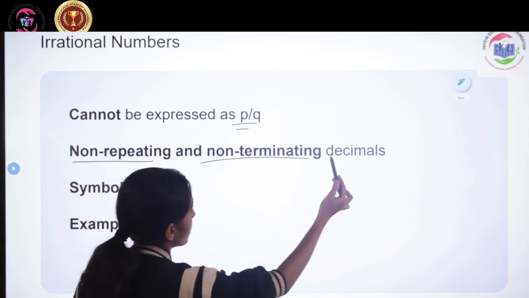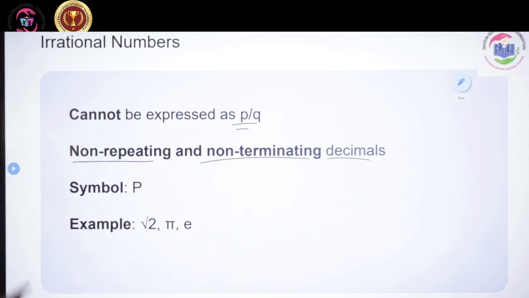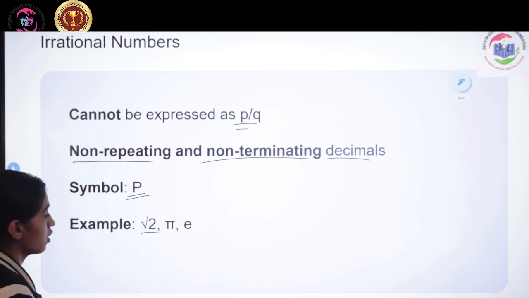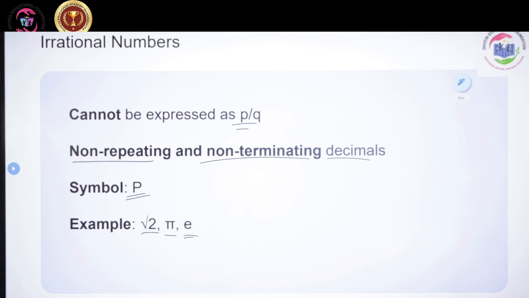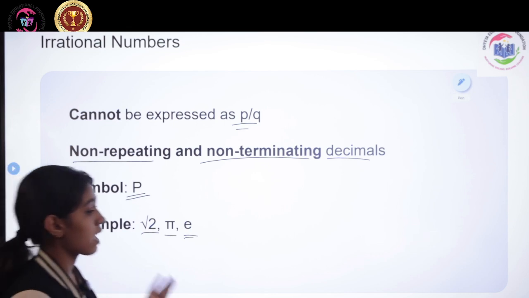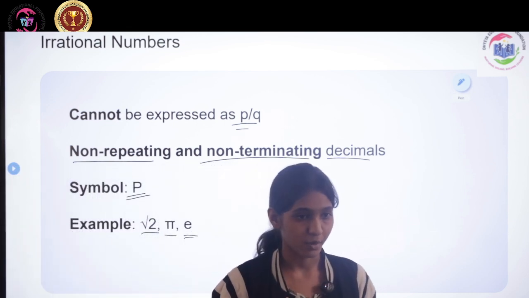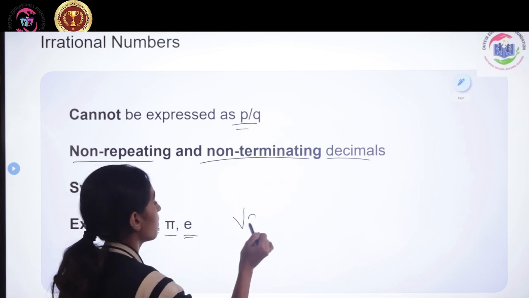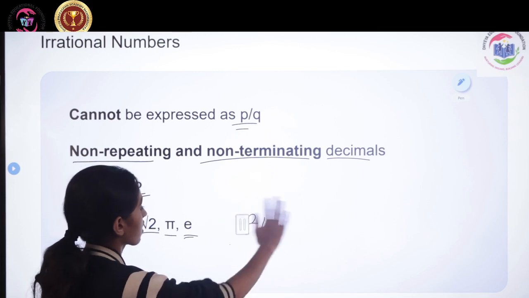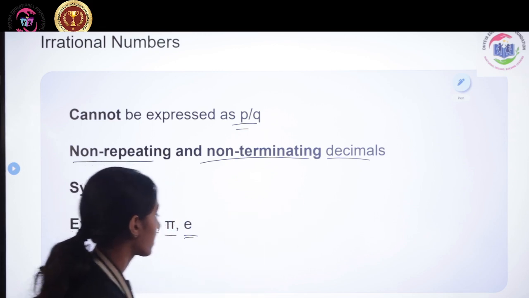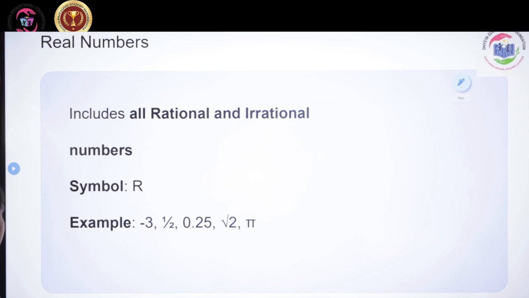Non-repeating and non-terminating decimal. It includes non-repeating and non-terminating decimals. The symbol used is P. Examples are √2, pi, e. These are examples of irrational numbers, which cannot be represented as p by q, because √2 by 1 gives a different value. Because of this, it is an irrational number.